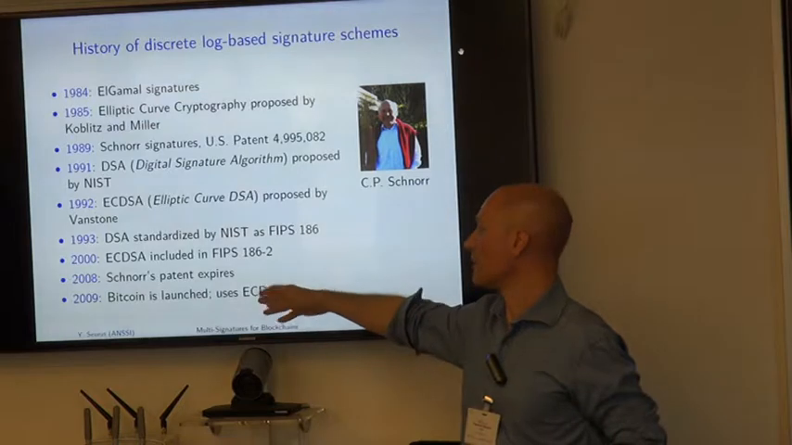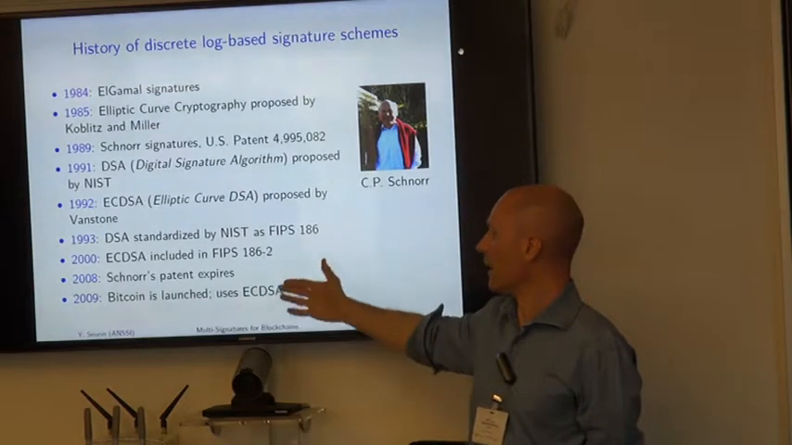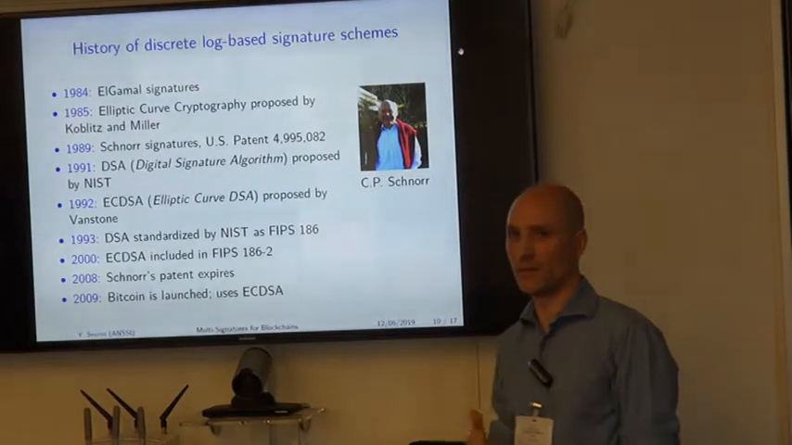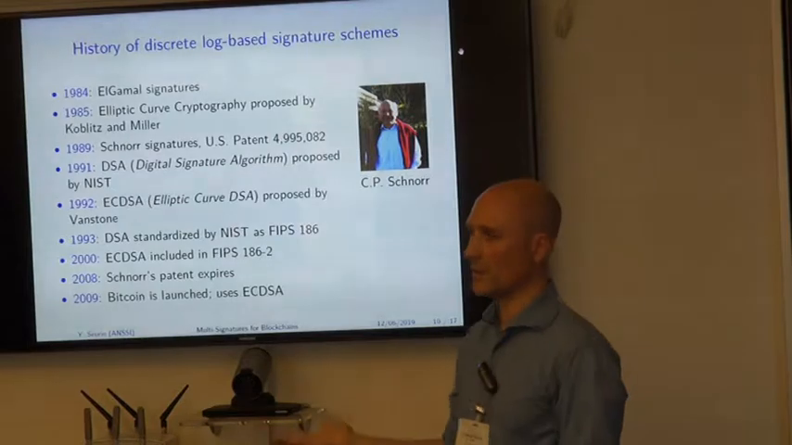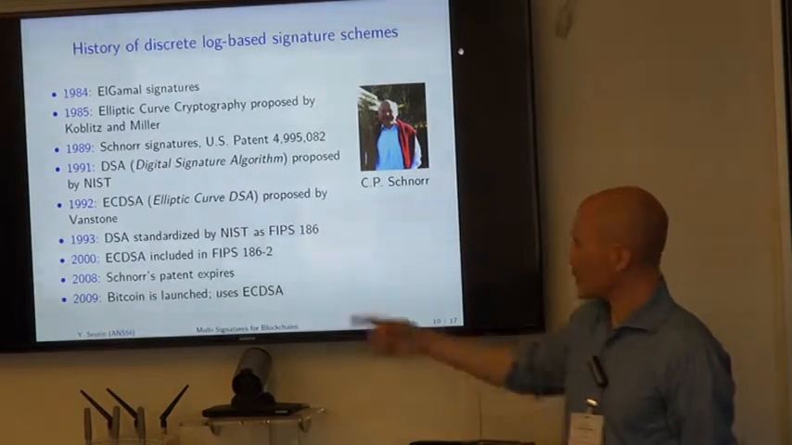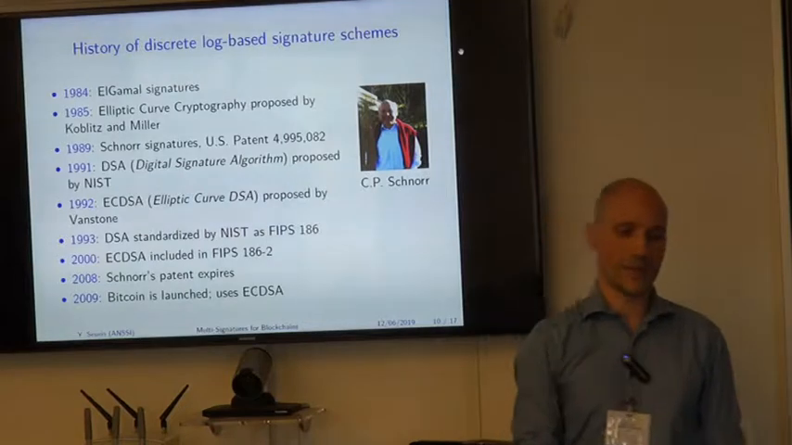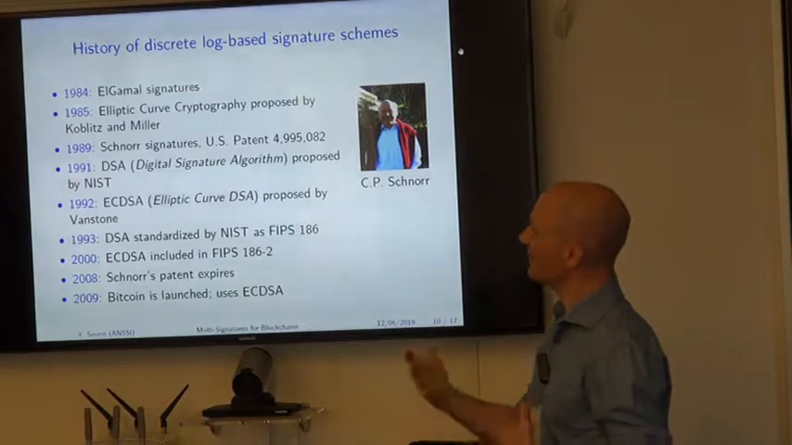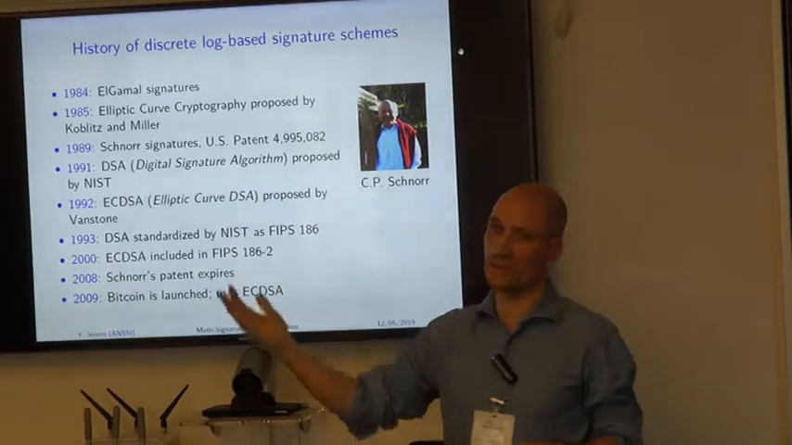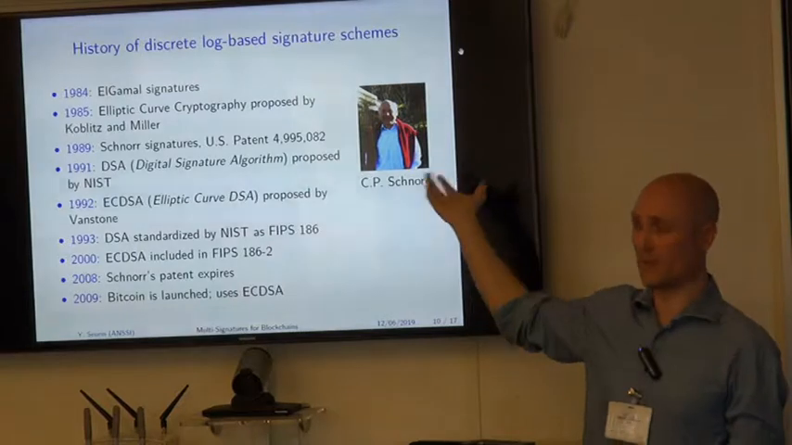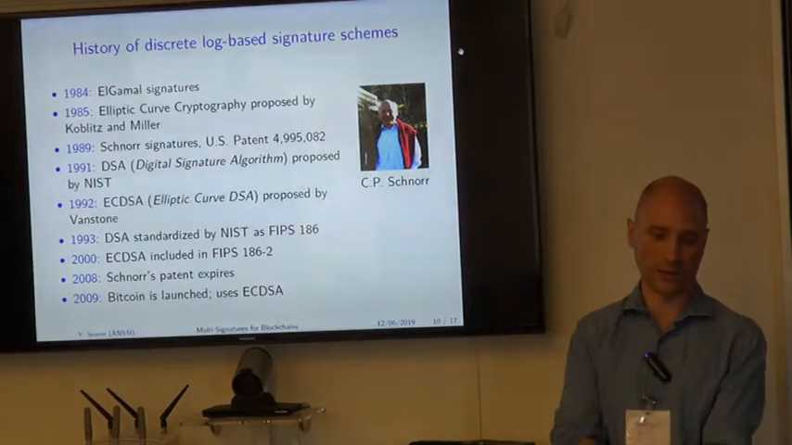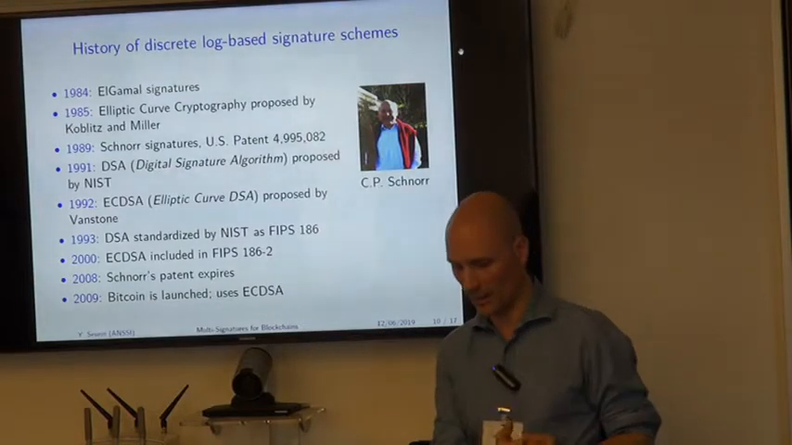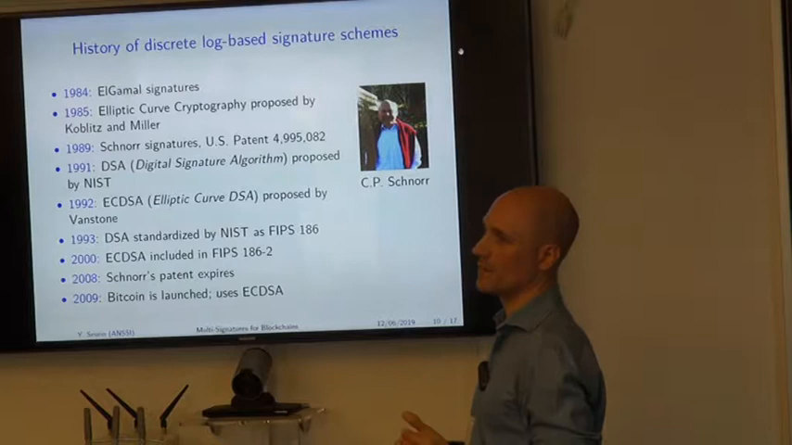So when Bitcoin launched in 2009, it was using ECDSA mainly because at the time it was the most efficient, standardized and well-deployed scheme we had. Schnorr patents expired only in 2008. And since then, people are switching or trying to switch to Schnorr signatures because they will allow applications like multi-signature that I mentioned. So to be clear, you can do multi-signatures with ECDSA, but it's much less efficient than with Schnorr.